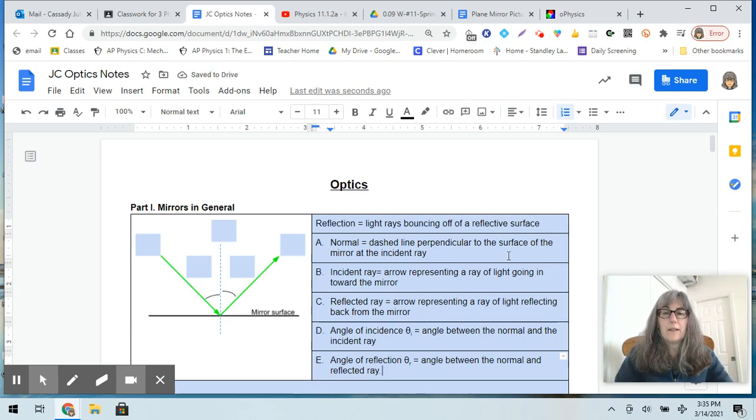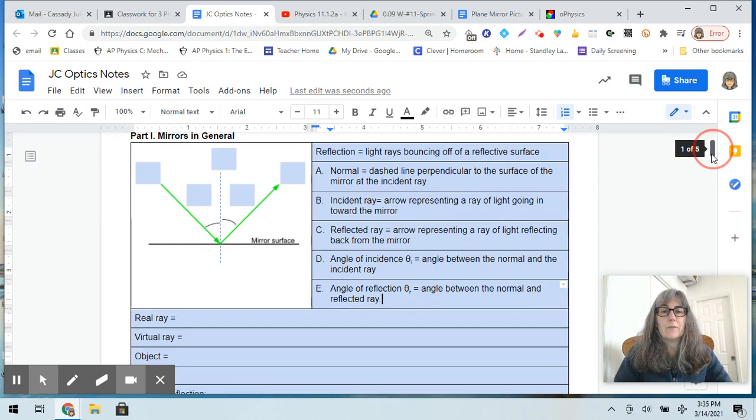And just like many things in geometry, when you're measuring an angle, we use the Greek letter theta, which looks like an O with a line through it, to represent the angle. So this is theta, and then when we put a little I on that, that's the angle of incidence. So theta I is the angle of incidence, and theta R is going to be the angle of reflection.